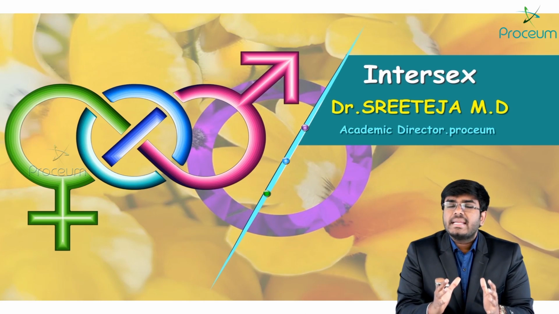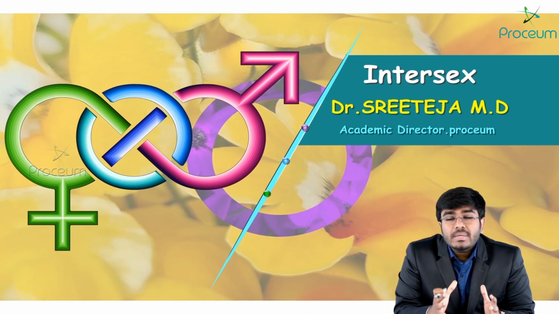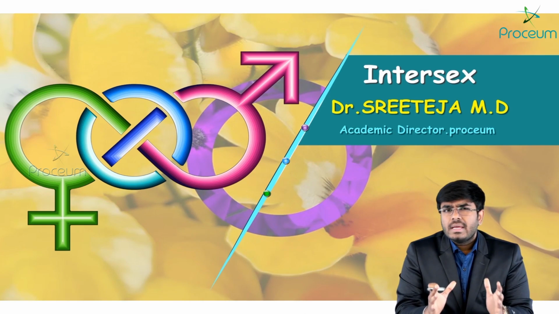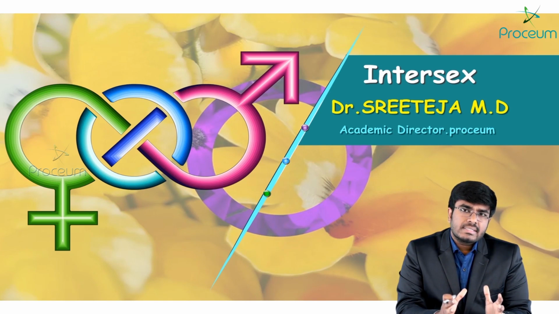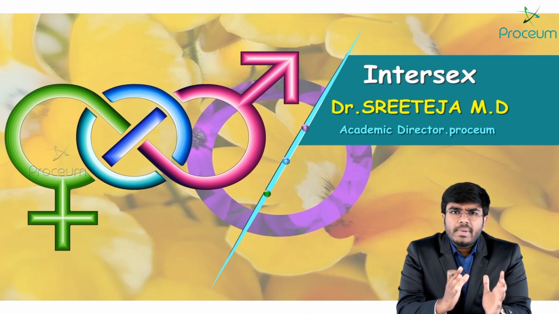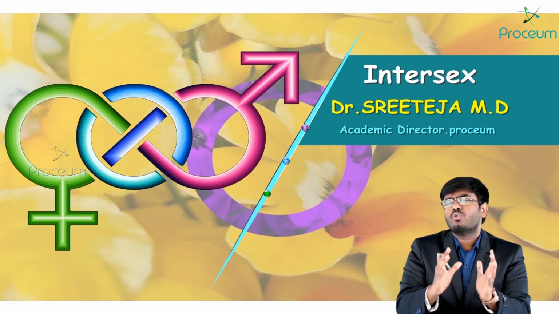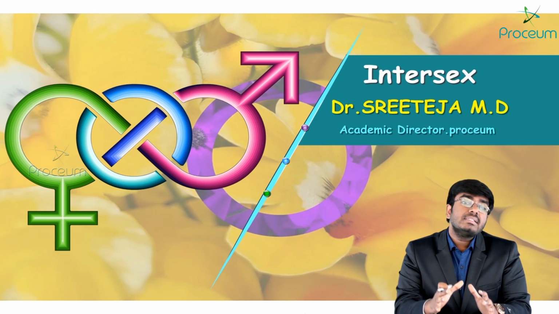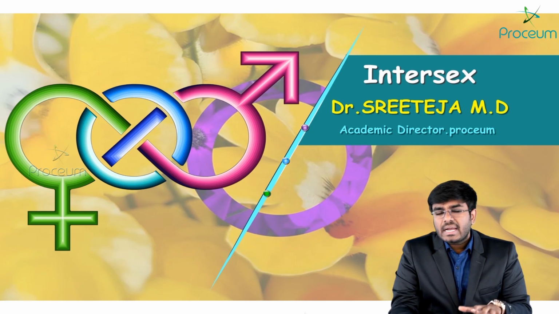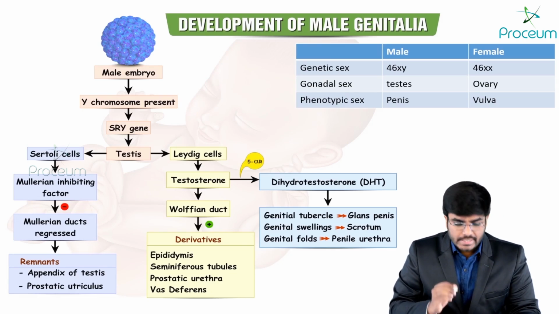Guys, before understanding intersex, one should know the basics about how normal reproductive organs develop in male and female embryos. I have completely discussed that topic in a different video, that is, development of male and female reproductive organs and congenital anomalies. That's a totally different video. But in this video, to make the concept more clear, I'm going to touch upon that area briefly. Without any further ado, let's start with the development of male genitalia.